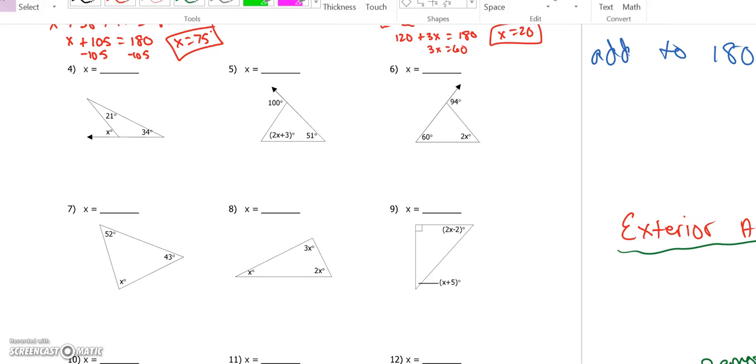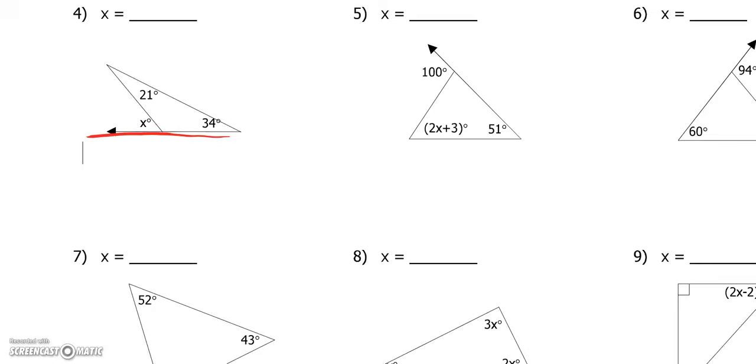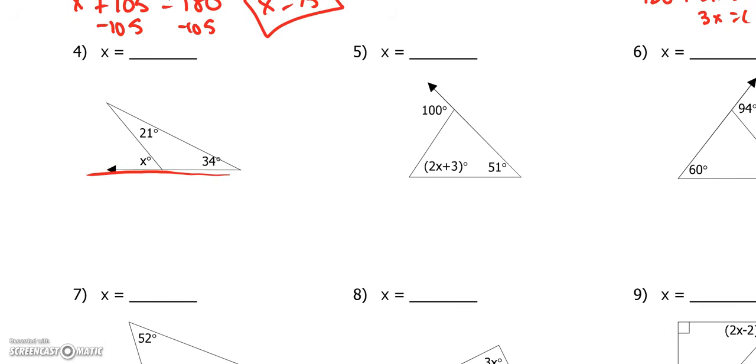So if we look at 4, I have one side of my triangle that has been extended, right? So that creates x, which is an exterior angle. These two angles inside, this 34-degree angle and the 21-degree angle, are the two interior angles that are not touching. They do not form the linear pair with my exterior angle. I'll just shade this one with blue. That's the linear pair with x. So we're not going to use that one when we use this theorem. But the other two are the remote interior.